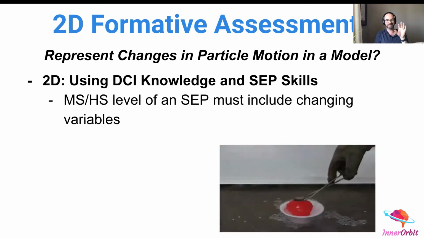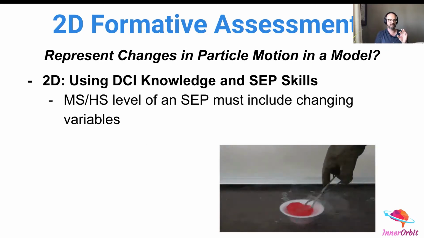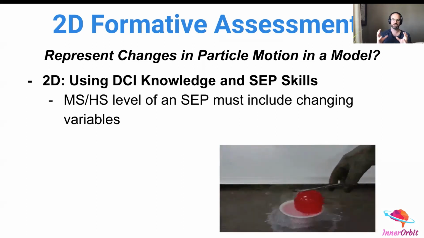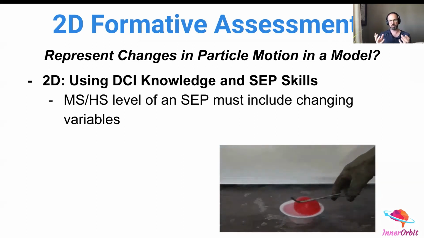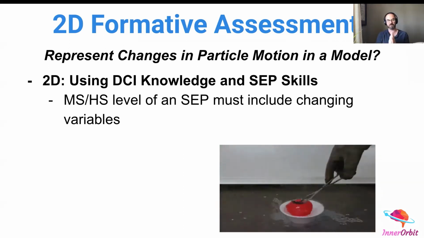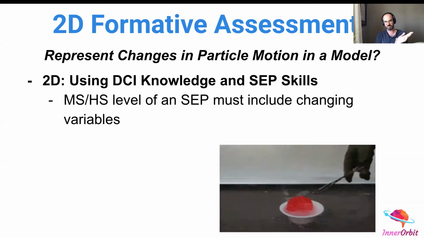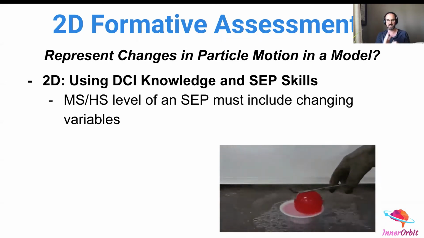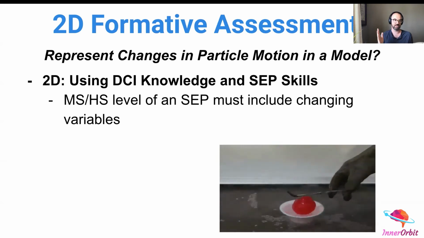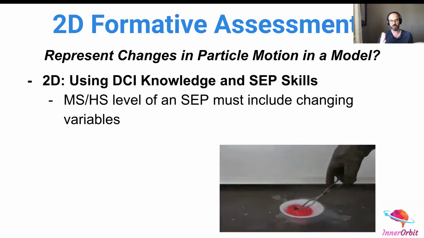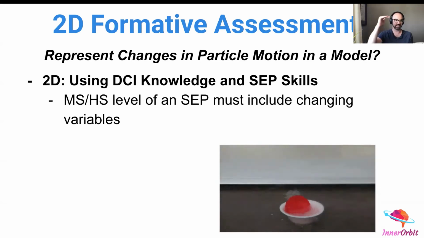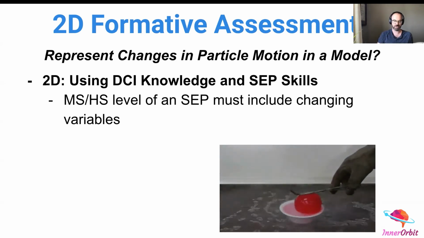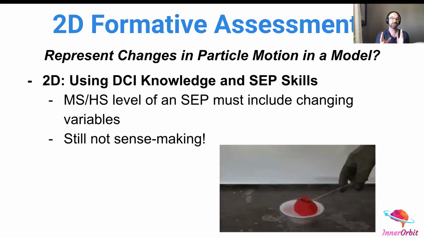In order to hit the middle or high school level of this SEP, it must include a changing variable. This is really important. It is the difference between a one-dimensional assessment that's just representing and a two-dimensional or three-dimensional assessment where we're hitting the level of rigor. Now we're showing a changing variable in that. This is still not sense-making.